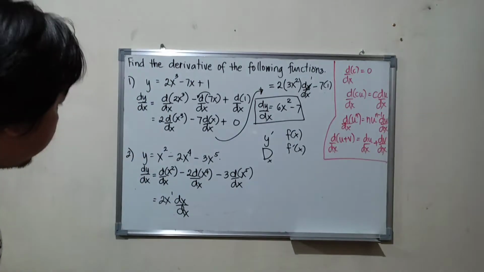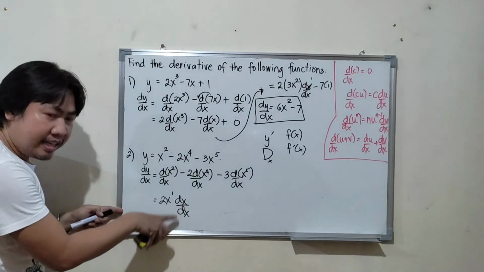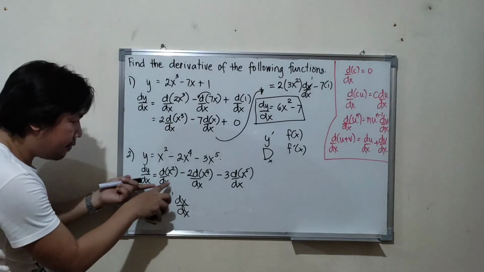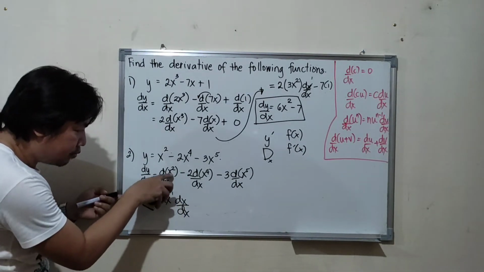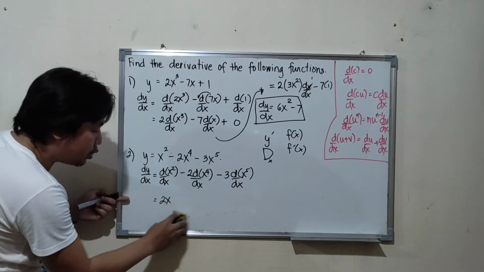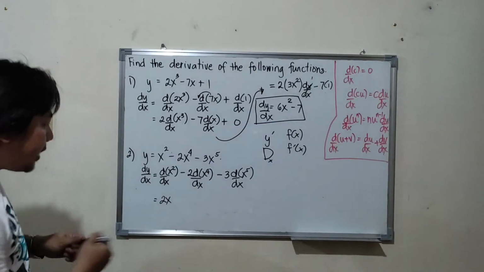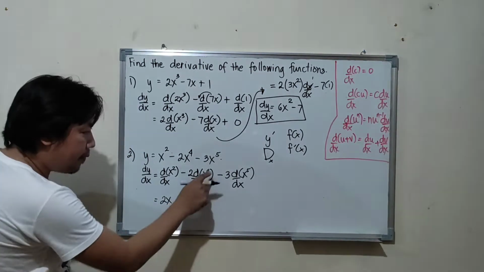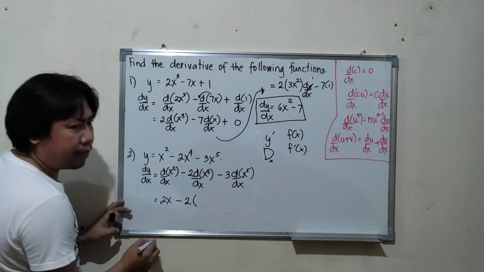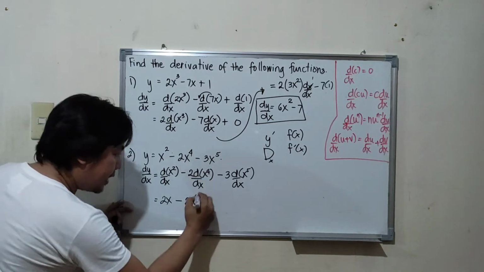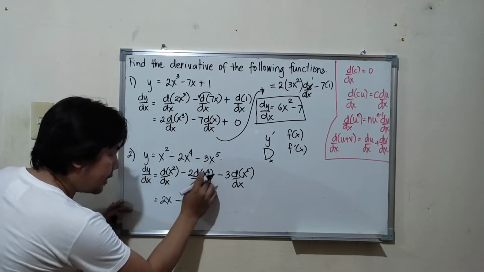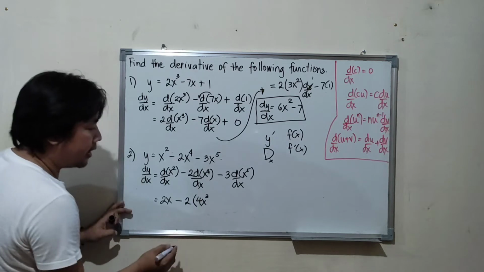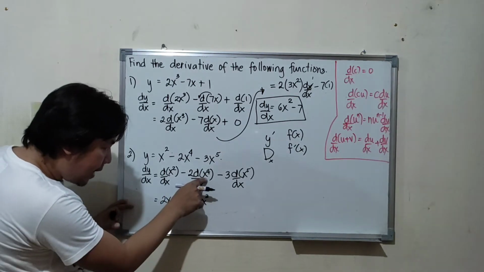Because we can cancel this, no need to write if the u is equal to x. So the answer is 2x minus 2, and then the derivative of x to the fourth. So just multiply this. We have 4x, and then 4 minus 1, so that is 3, times the derivative of the base, which is x.